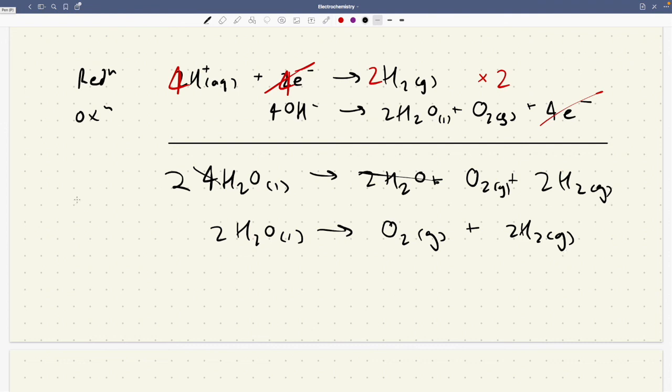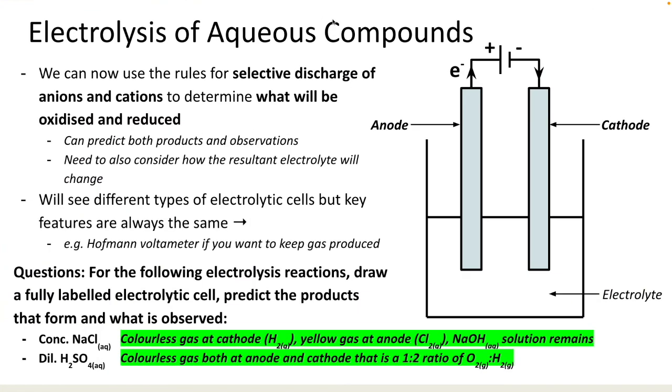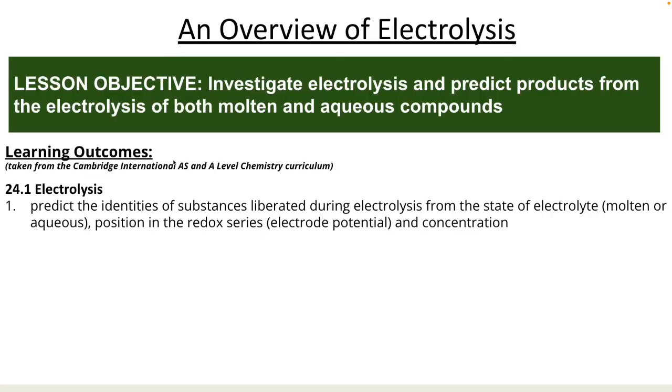So if you recall, this was the electrolysis of dilute sulfuric acid. But essentially what we're doing is we're just converting water into oxygen gas and hydrogen gas. So electrolysis of aqueous compounds taking into account both the cations that are present and both the anions that are present. And that concludes our overview of electrolysis.